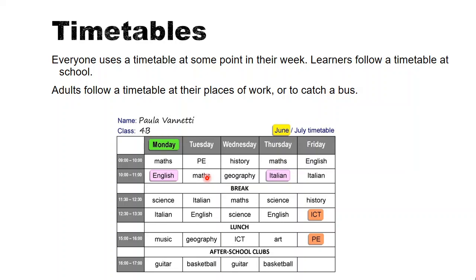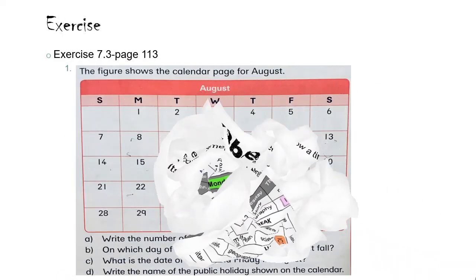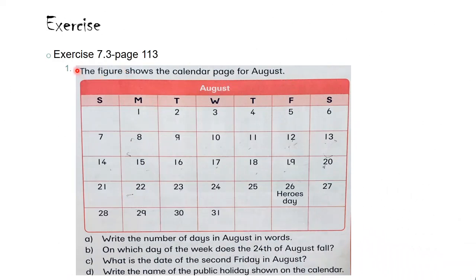So here is your exercise. They say the figure shows the calendar page of August. This is just for August. Now you have to answer these questions. They ask what is the number of days in August, in words. How many days in August? You should write them in words.